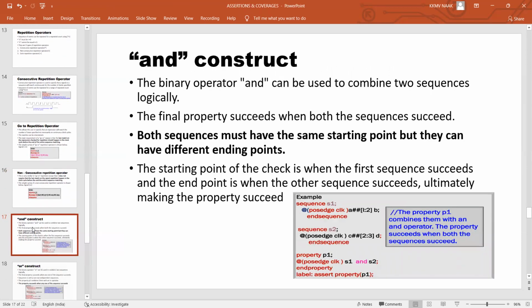Now, the and construct, we can use the and construct in sequences. Suppose you have two sequences, and you write them inside a property. As I already said, sequences and Boolean expressions are building blocks for your properties. Here I have a sequence S1 and a sequence S2, and I'm using the and construct for the two sequences. What does it mean? Both sequences must have the same starting point, but they can have different ending points.